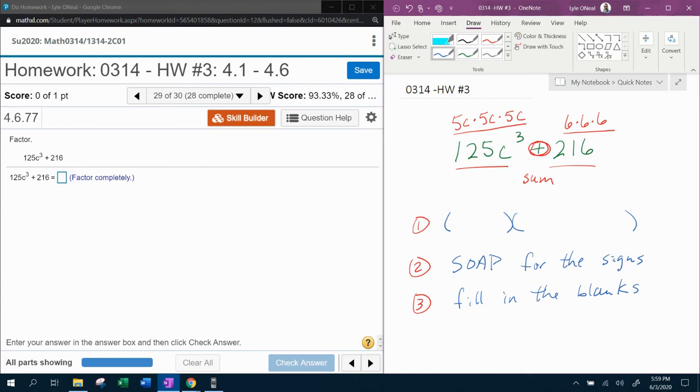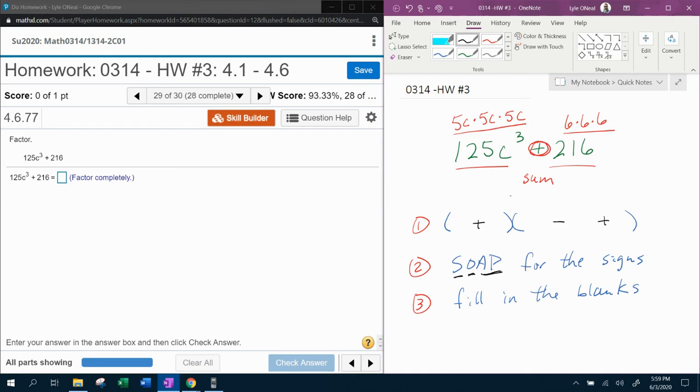Okay, so we have our parentheses. Next, let's talk about what SOAP means. Well, SOAP stands for same, opposite, always positive. So the first sign in the first set of parentheses is going to be the same as the problem. The next sign that I write down has to be opposite. Opposite of plus is a minus. And the third sign is always positive. Do you see how that works?